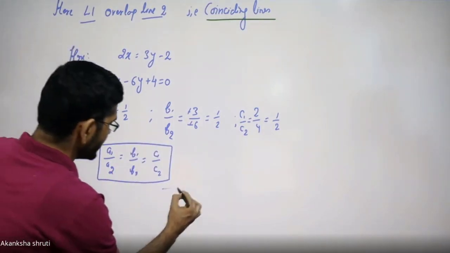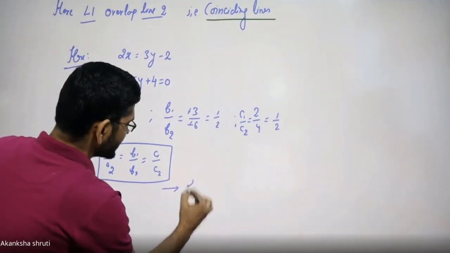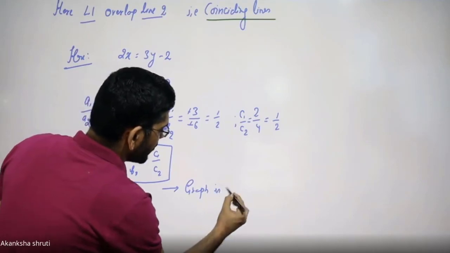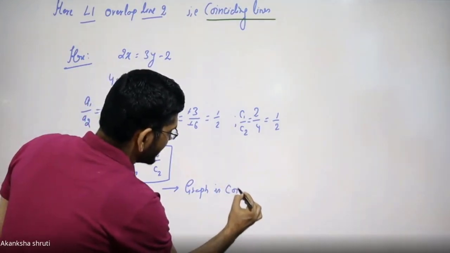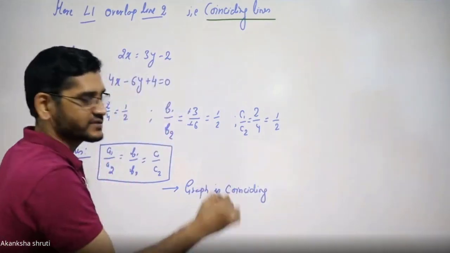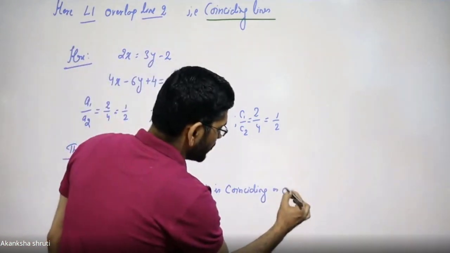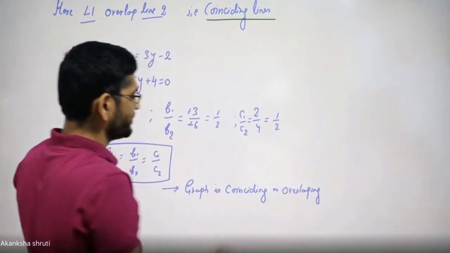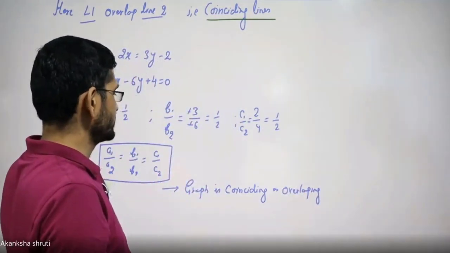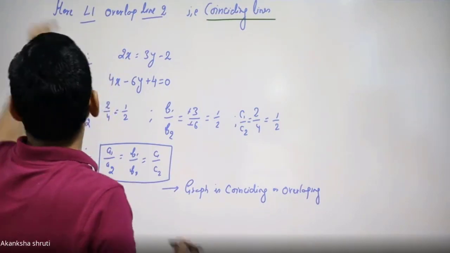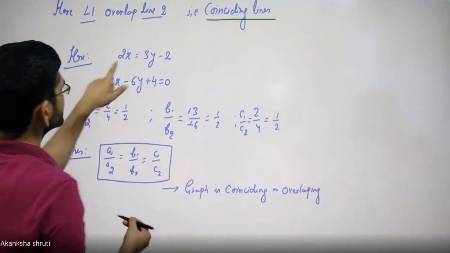So when this condition is satisfied, the graph is overlapping. Graph is overlapping or coinciding. Coinciding means one coincides with the other, or overlapping. This situation is also called a dependent graph. Students, let us analyze these two equations a bit more.